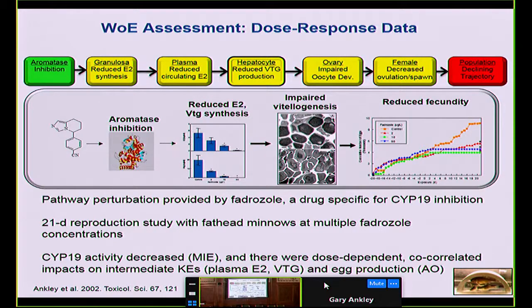If you go to the right, this is a cumulative fecundity plot where you're looking at egg production over time in the fish, and you see this same dose-response relationship. And so across the AOP, you see a consistent dose response, which lends credibility in terms of causality.